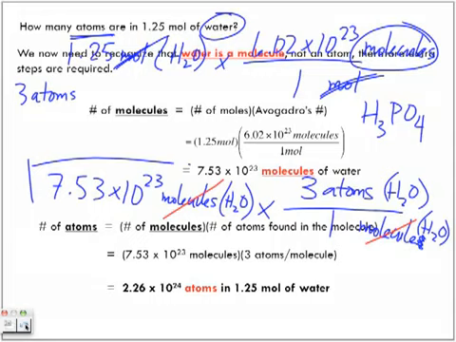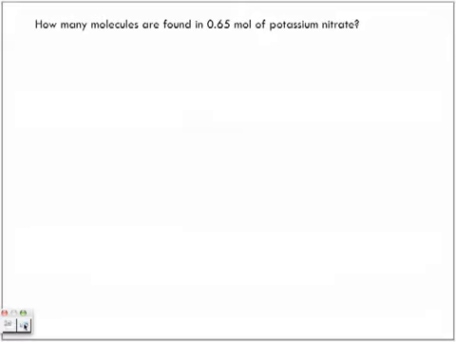Okay? And again, same thing. How many significant digits do we have in my question? The least number? 3. And my answer also shows 3 significant digits. So let's look at how many molecules are found in 0.65 mole of potassium nitrate. Similar to what we've already done.